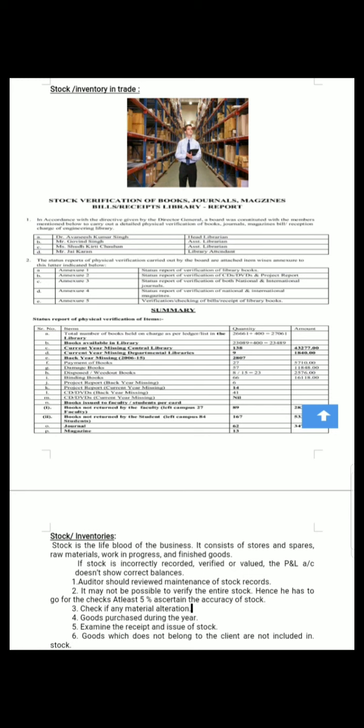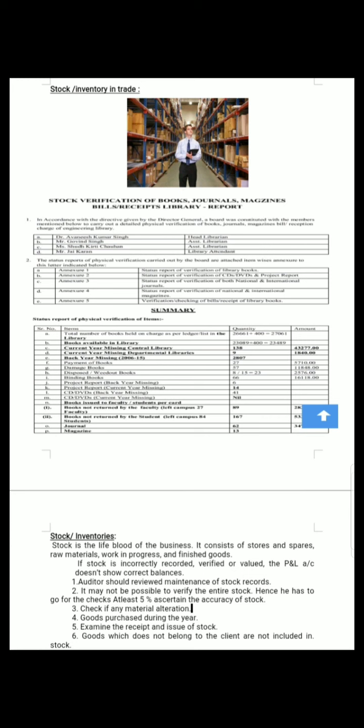And the second one: it may not be possible to verify the entire stock, hence he has to go for a check of at least 5% to ascertain the accuracy of stock. In case of a huge business concern or huge trade, we cannot verify each and every stock. As given in the picture, it is a summary or report of the library. So there the quantity will be very small, so the auditor can verify each and every book, journal, magazine, DVD, CD, etc.